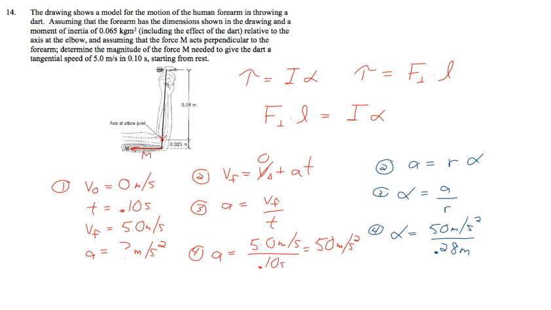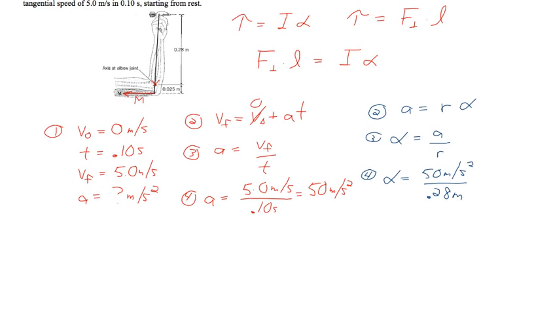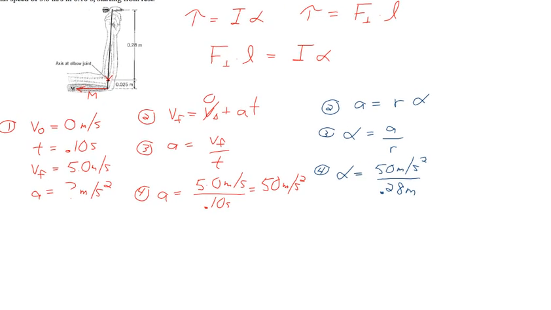That is your alpha. If you solve that, what do you get for alpha? Right, 179 radians per second squared. Remember, when I write a meter, it's really what a radian is for this size circle. So the meters would cancel out, and that's where the radian comes from.